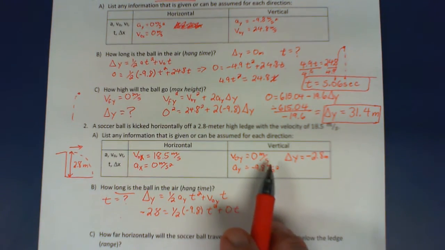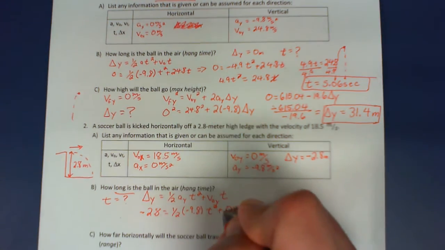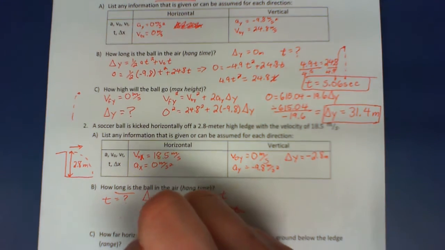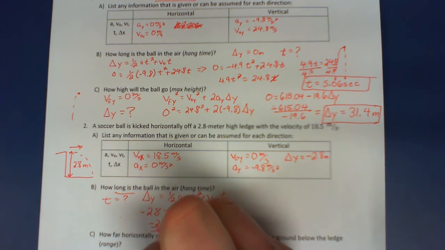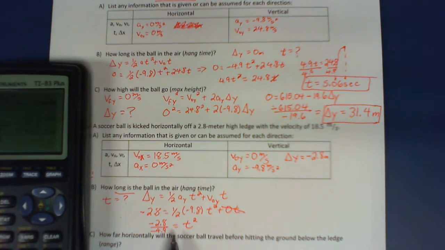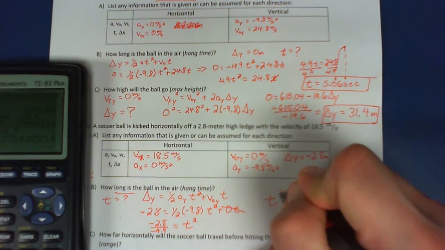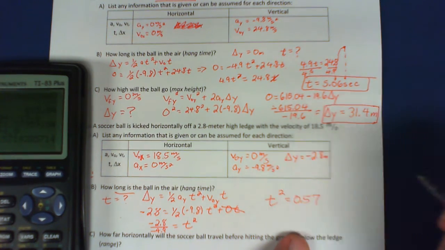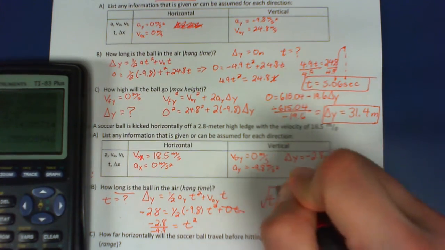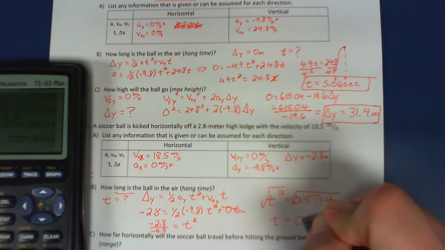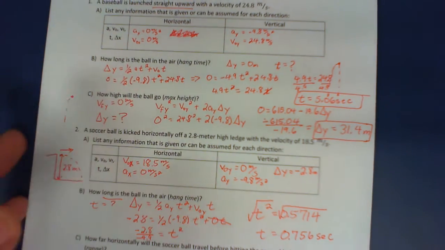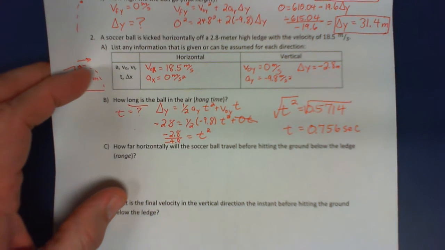Now keep in mind it's 0 in the y direction, that the horizontal has no effect on the vertical. All right, so that term actually goes away. Half of negative 9.8 is negative 4.9. So we take that negative 4.9 to the other side. So negative 2.8 divided by negative 4.9 will leave me with time squared on this side. That gives me that time squared is going to be equal to 0.5714. Then we square root both sides, and we get that the time is going to be equal to 0.756 seconds.